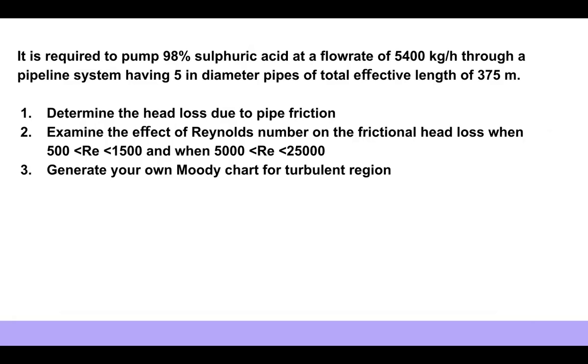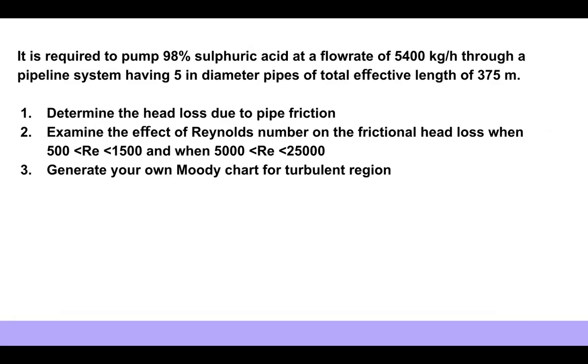The first thing we have to find is to determine the head loss due to pipe friction. The second one is to examine the effect of Reynolds number on the frictional head loss when Reynolds number is between 500 to 1,500 and when it is between 5,000 to 25,000. The 500 to 1,500 range falls in the laminar region and the 5,000 to 25,000 range falls in the turbulent region. We need to understand how this frictional head loss behaves in the laminar and the turbulent region separately. And next is to generate your own Moody chart for the turbulent region.